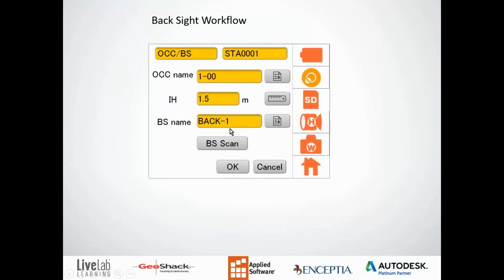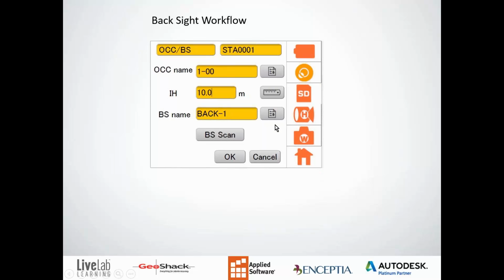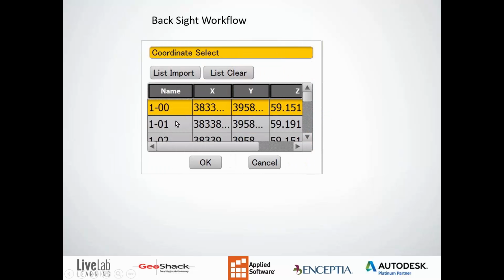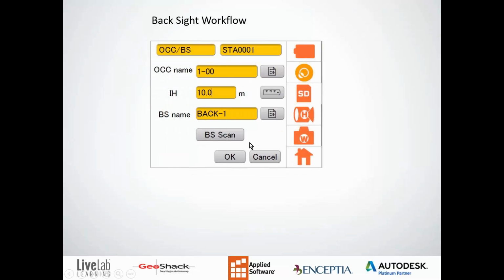We're now going to choose our backsite name. Our backsite name is going to do the same thing. We're going to go back to our list of points. We have our prism either on a tripod or a bipod and a pole, and we're going to put that in there. That's point 2 or whatever. In this case, we called it back 1. And then we'd be able to do what's called a backsite scan.